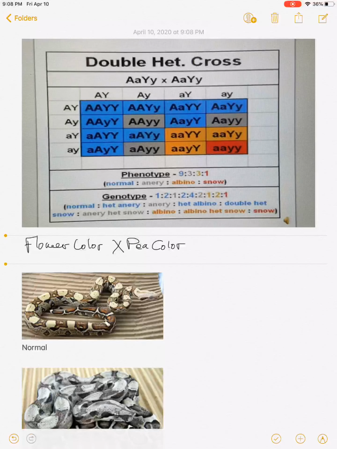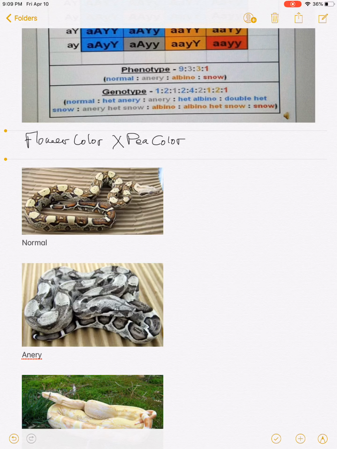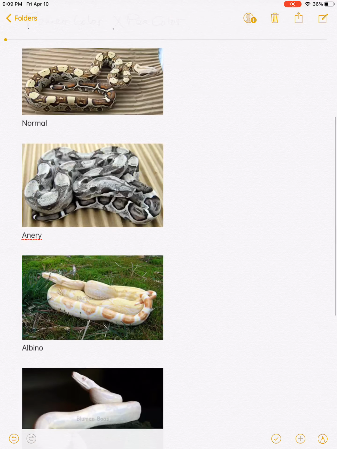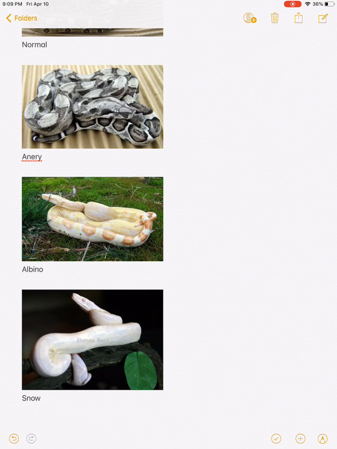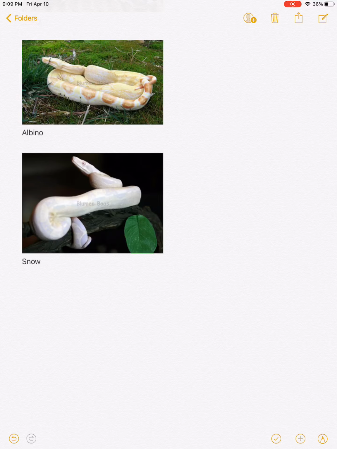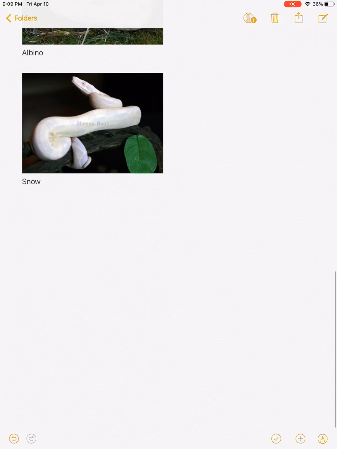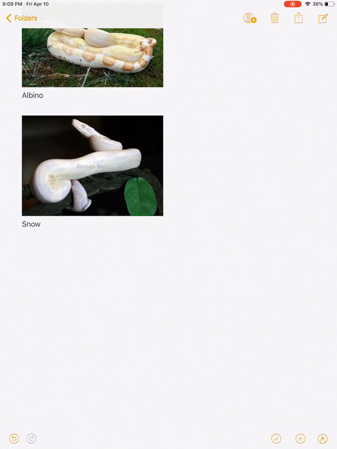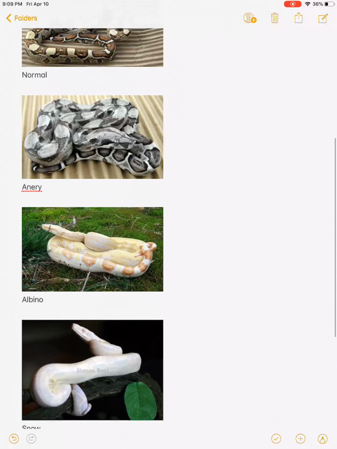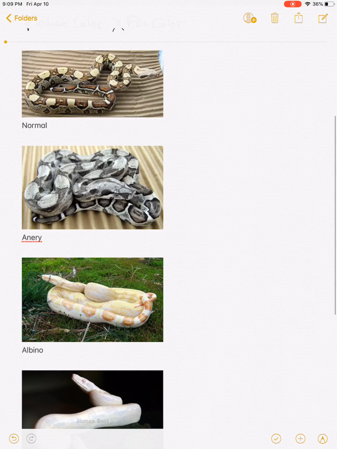Once I figured out that that's kind of what the problem with this one was, I needed to get an idea of what each of these actually looked like, what the phenotypes were, because I wasn't initially familiar with what these color typings actually were. So I decided to go ahead and pull up some of them for you. So you've got your normal boas, your anery colored boas, your albino boas, and your snow colored boas. So that's kind of where I got started with this. So then when you go through, we're going to actually use this as we go along.